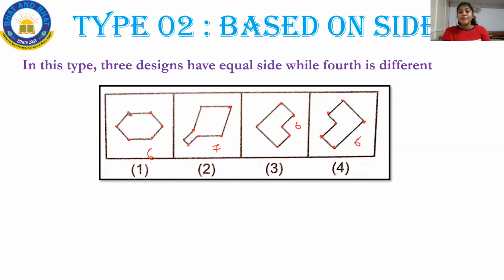So what is the odd one out? That is option B, or option 2. What is the reason? Option 1, option 3, option 4, all the figures contain 6 sides. But in option 2, there are 7 lines. So the odd one out is option 2. Why? Because it has 7 sides. The rest all have 6 sides. Did you understand how to solve the question based on sides?